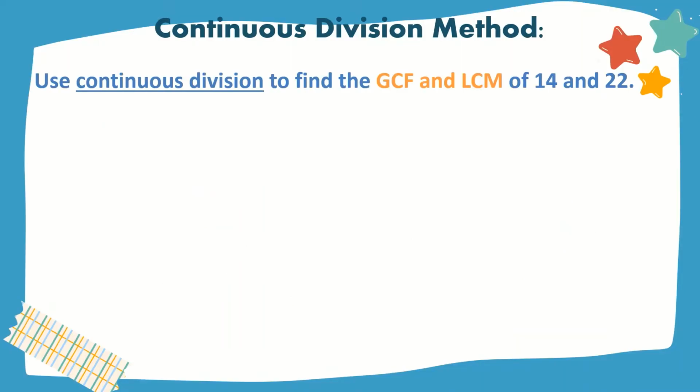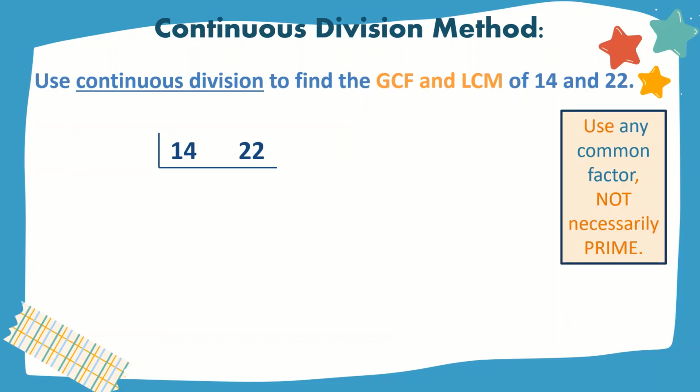At this time, let's use another method, which is continuous division, to find the GCF and LCM of 14 and 22. So, write 14 and 22 horizontally and also the inverted division bar. Now, in this method, you can use any common factor.